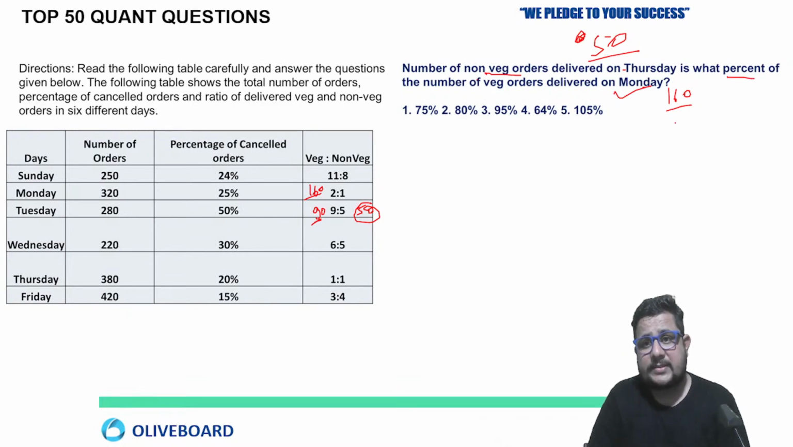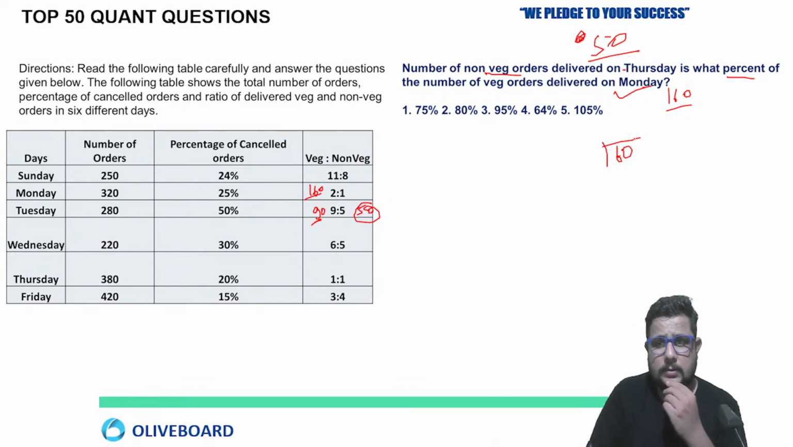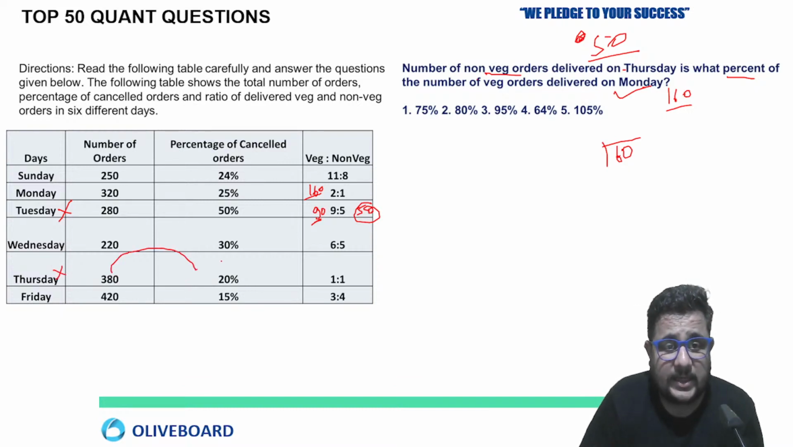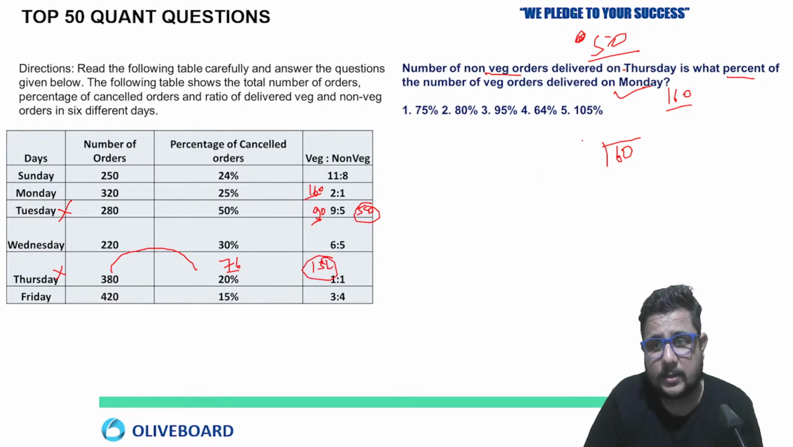Is what percent? So 160. With respect to 160, I have taken something wrong here. Okay, I'm taking for Tuesday. Sorry, my mistake, Thursday. Thanks. 380. So 76, 152. That was right. So 152. Yes, it is not 50.